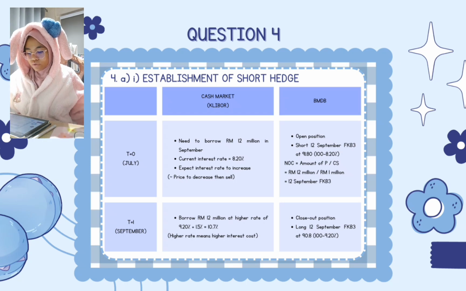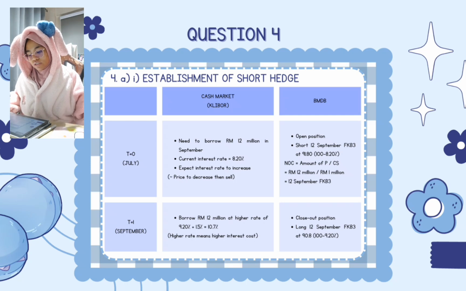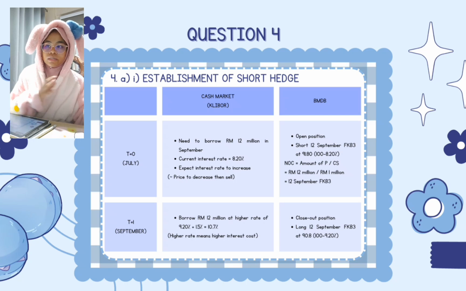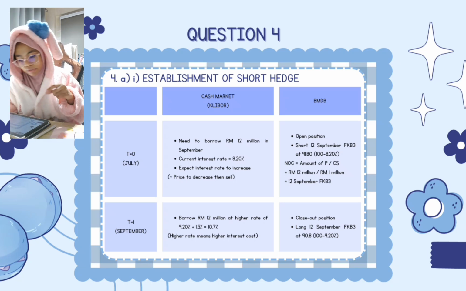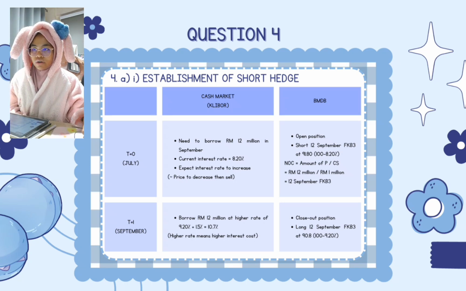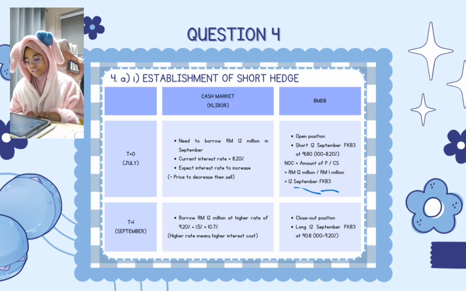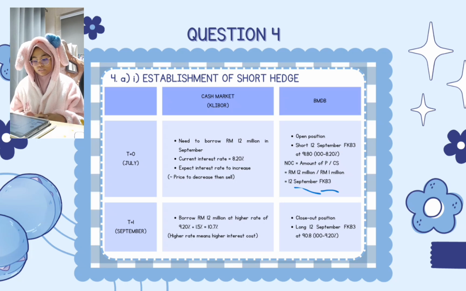The number of contracts is the amount of principal divided by the contract specification. So 12 million divided by 1 million ringgit, which is the contract specification for FKB3, equals 12 September FKB3 contracts. So we have the contract month and the contract quote. For T1, in September, the firm will borrow 12 million ringgit at the higher rate of 9.20% plus 1.5%, which equals 10.7%. A higher rate means a higher interest cost.